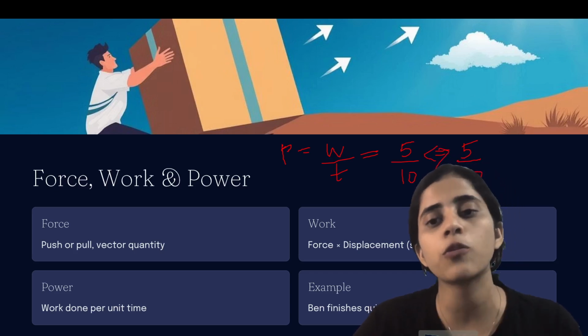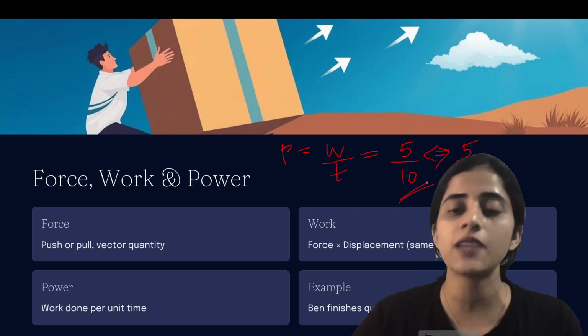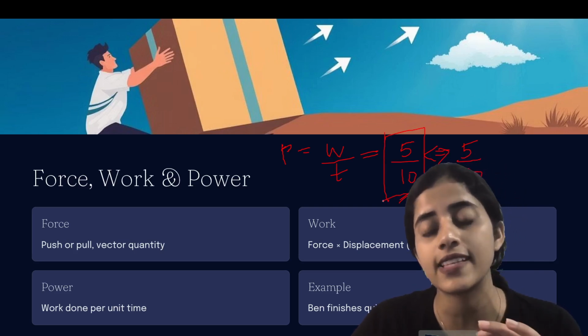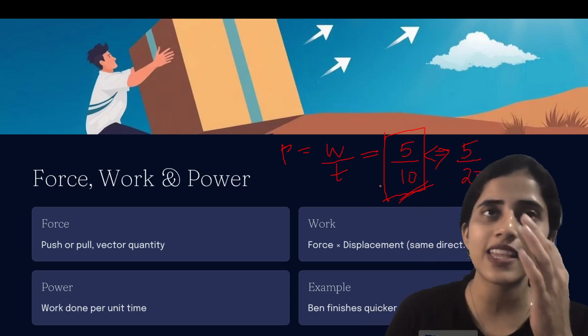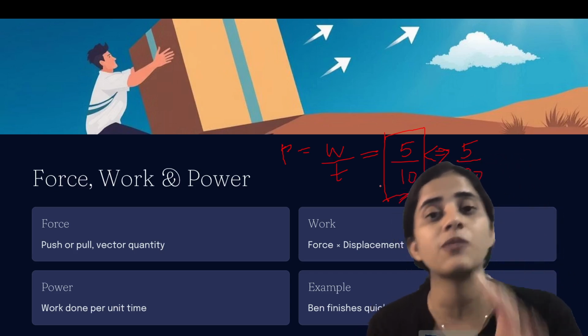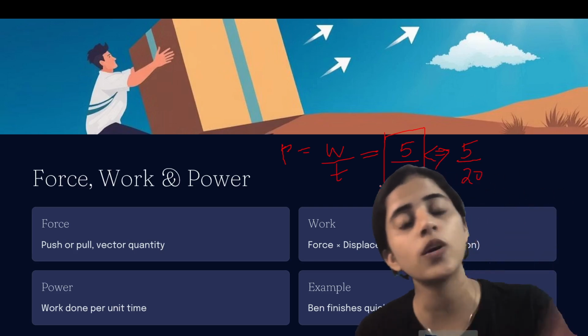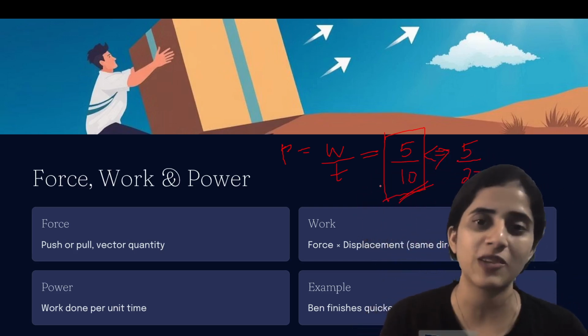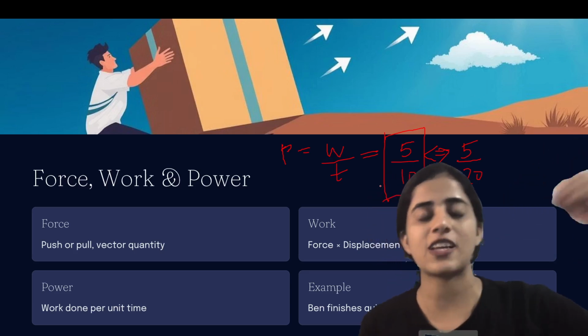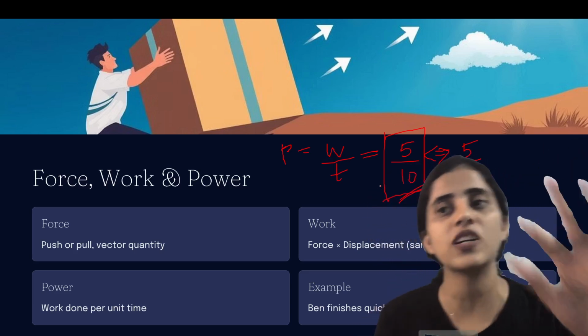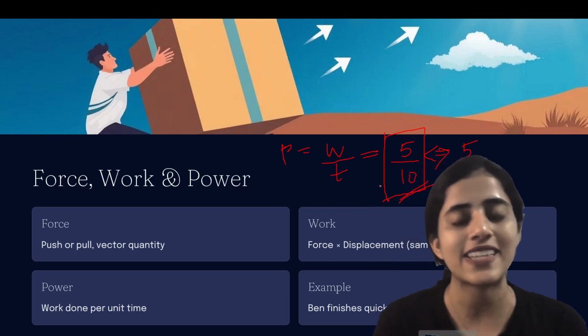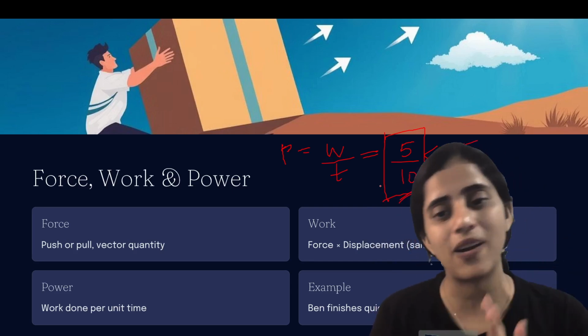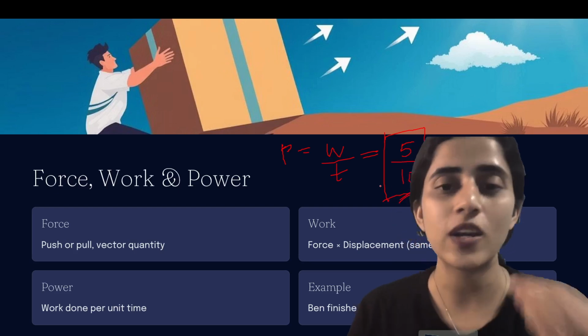So who will have more power? The one that finishes in 10 minutes, or the one that finishes in less time? Next time someone talks about power, you can tell them, yes, power is how much work you can do in a certain amount of time. So who is more powerful? Someone who can finish a lot of work in a small amount of time. They are more powerful. Okay?